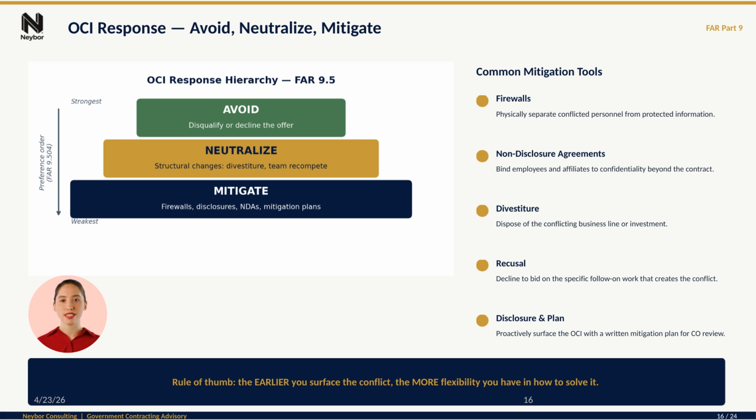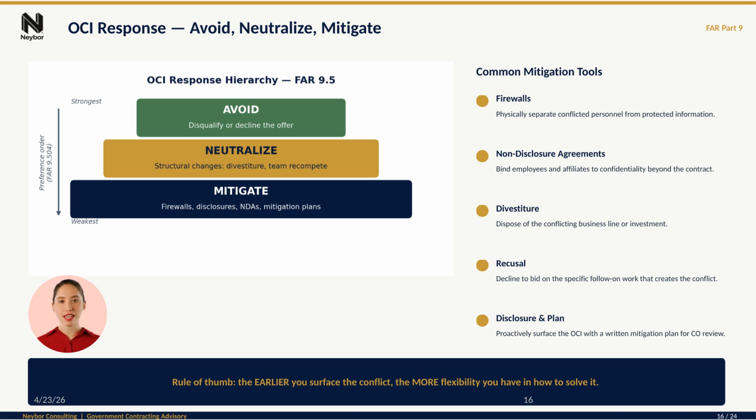The tools on the right are the ones you'll most often see in a mitigation plan. Firewalls physically separate conflicted staff from information they shouldn't see. NDAs extend confidentiality obligations. Divestiture is the nuclear option, but sometimes the only option. Recusal means declining to bid on the specific follow-on work that creates the conflict. And proactive disclosure plus a written mitigation plan is almost always the smart move. It demonstrates integrity and gives the CO a workable path forward.